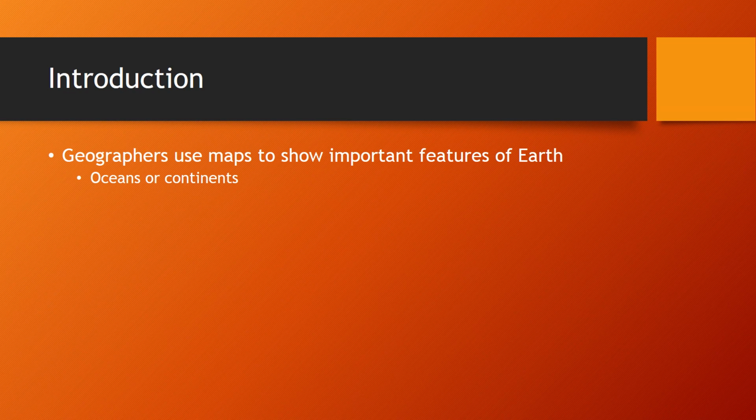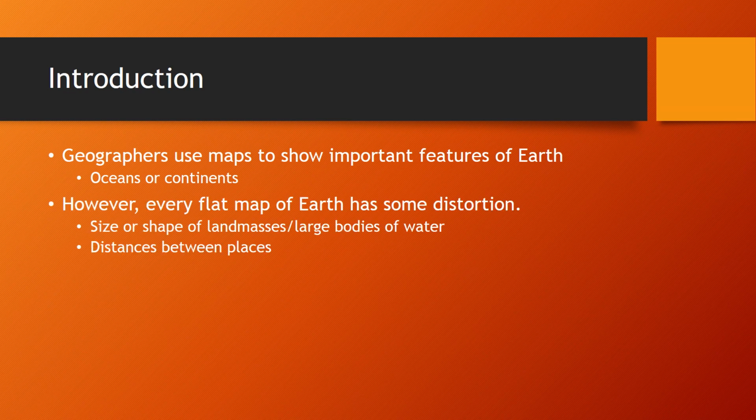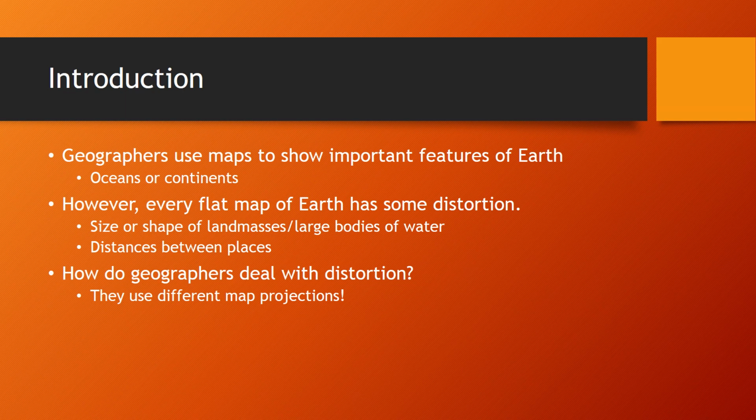So geographers use maps to show important features of Earth, like oceans or continents, things that we've been learning about in this lesson. However, every flat map of Earth has some distortion. Maybe the size or shape of the land masses are changed. Maybe it's the size or shape of large bodies of water, like the oceans. Or it might even be distances between places. So how do geographers deal with this distortion? It's easy. They use different map projections.